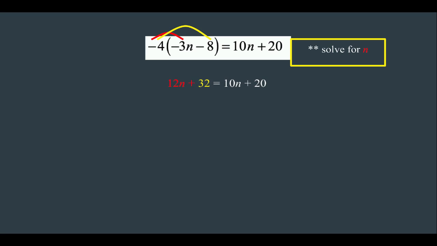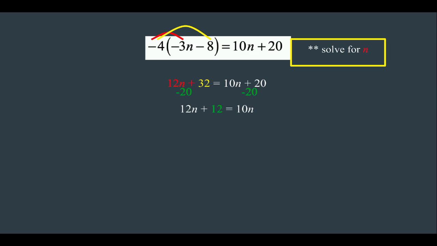Be sure to watch your negative signs. Then to simplify the equation even further, we want to subtract 20 from both sides. We may also subtract 32 from both sides, but I am subtracting 20 so there will not be any negative numbers in our equation. After we subtract 20, we get 12n + 12 = 10n.